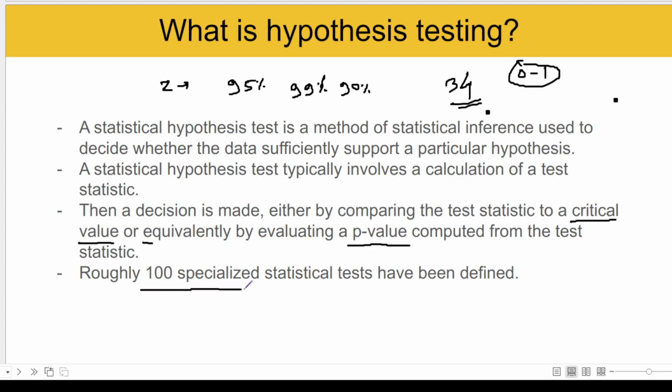And this is very interesting: there are 100 specialized statistical tests that have been defined. In general, you will see these tests. The first one is the t test. Then there is the f test, the z test, and one more interesting one, the chi-square test. As we proceed in our course, we will see these types of statistical tests.